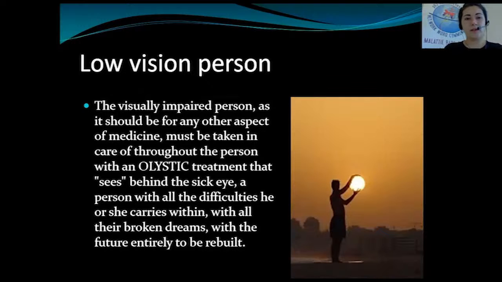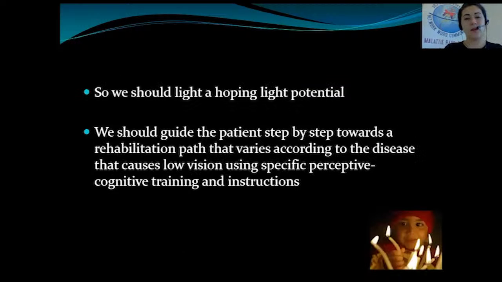The low vision person, as it should be for any other aspect of medicine, must be taken in care through a holistic treatment that sees behind the sick eye. A person with all the difficulties he or she carries within, with all their broken dreams, with a future entirely to be rebuilt. So this is why we should light a hoping light, because they have a huge potential and we have to help them find and discover it. We should guide the patient step by step towards a rehabilitation path that varies according to the disease that causes low vision, using specific perceptive cognitive training and instructions.